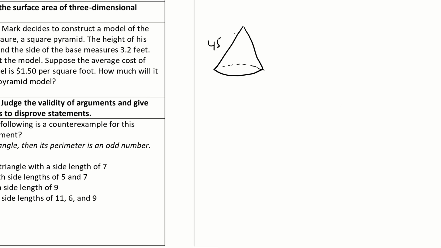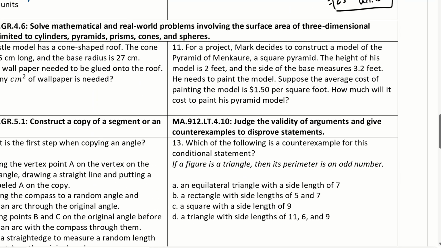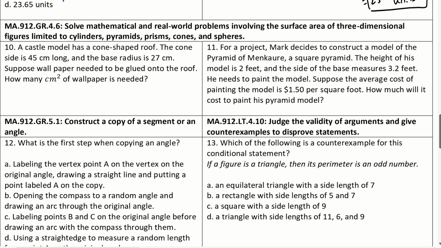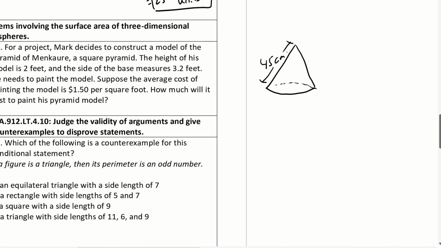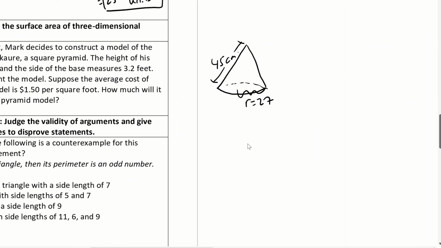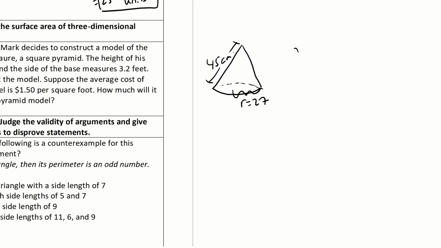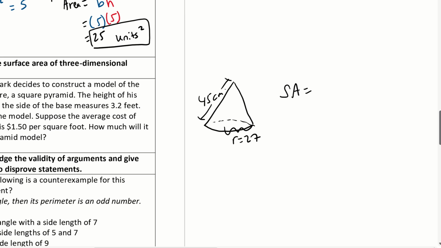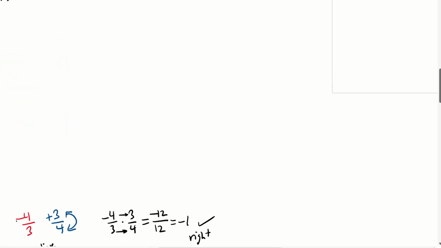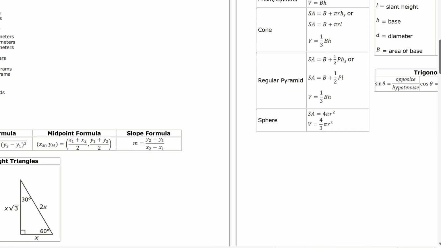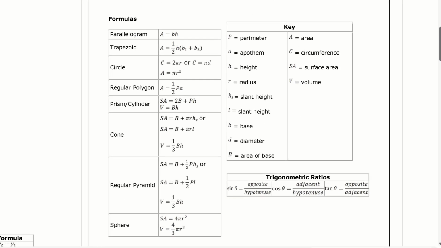So it's 45 centimeters. And it says that the base radius is 27 centimeters. So that's the radius is 27 centimeters. And we just want to find the surface area. So we need to find the surface area of this cone. So let's go to the formula sheet, on the EOC formula sheet. We have a cone, we're looking for the surface area. So B plus pi RL.